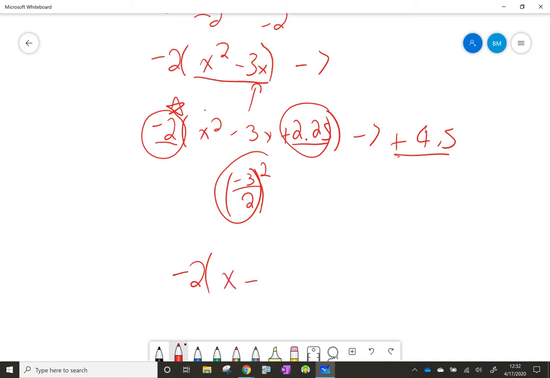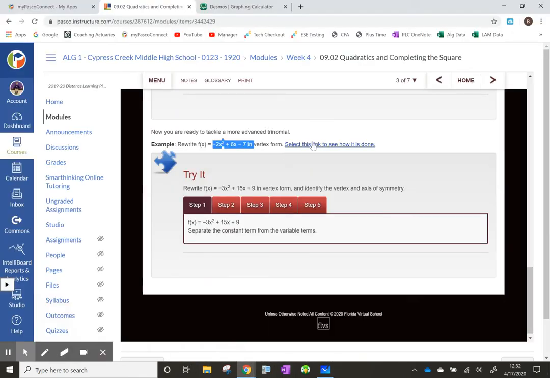So when we write this final version out, because the half of negative 3 is negative 1.5, we would have x minus 1.5 squared. And then over here, we would simplify that to negative 7 plus 4.5, which would be negative 2.5, so minus 2.5. I believe that is the correct answer, but we will check it and see how we do.